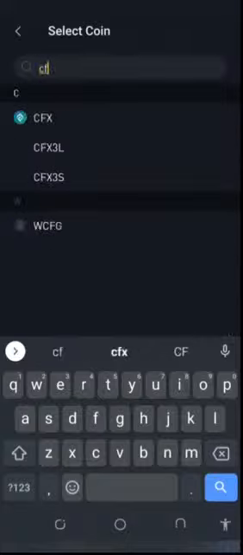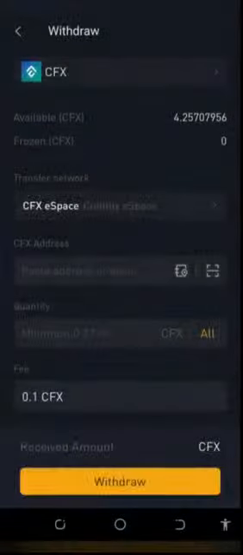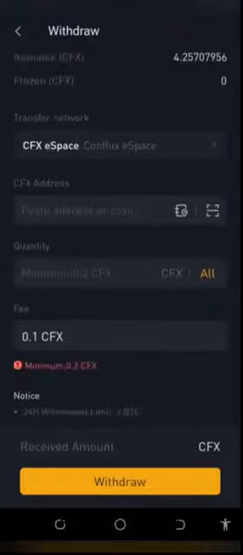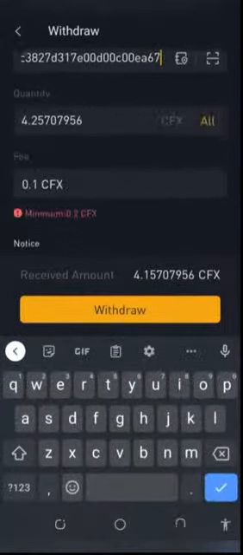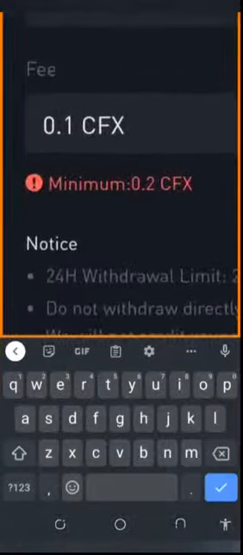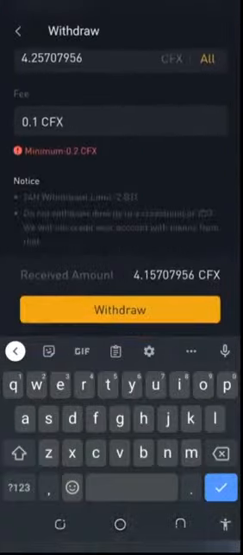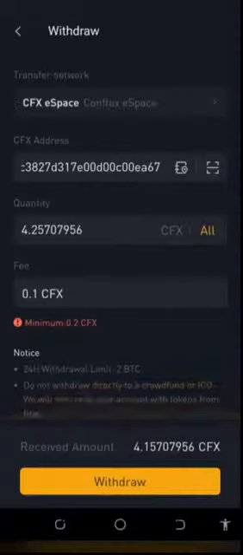So CFX. CFX eSpace, of course. And then let's see what we're putting in here. Available? Yeah, everything. All, of course. Let's put in the address. Okay, it said minimum. Minimum is what? Okay, minimum is 0.2 CFX. I've done that. Well, maybe just a little warning. Okay, all. And then we go ahead. Everything looks good.